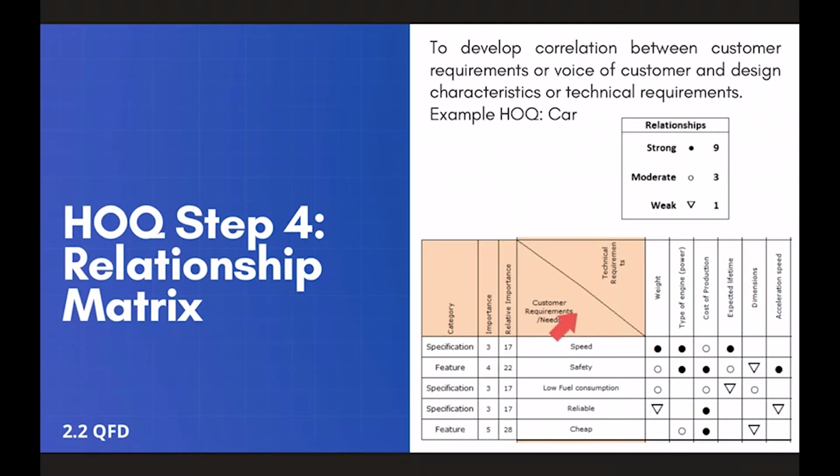So some of the relationship will go for strong, and then some of the relationship between technical requirement and customer requirement will go for moderate, and others will go for weak. So you need to do the relationship. You need to think what kind of relationship happens between the customer requirement and the technical requirement.